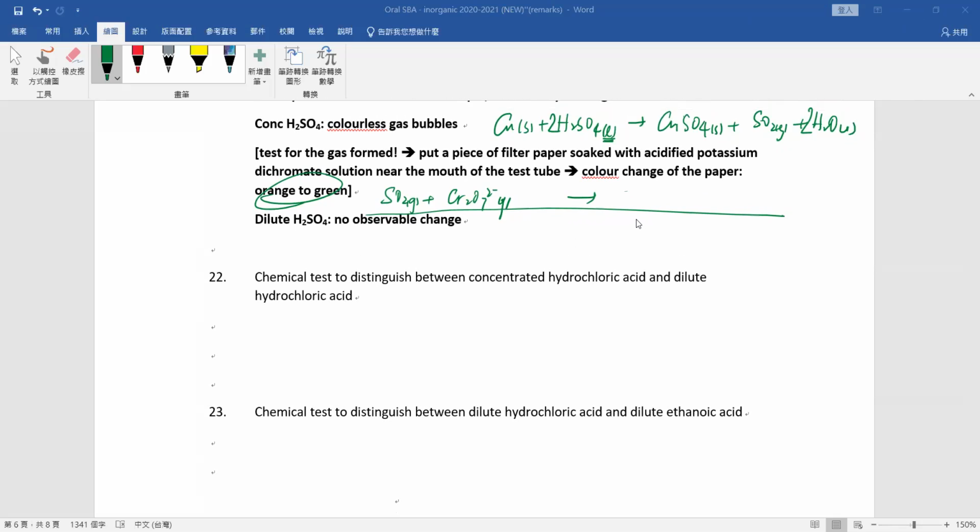How about concentrated HCl and dilute HCl? Now, first of all, the chemical properties are more or less similar, right? Why? Because... can we test for the electrical conductivity?